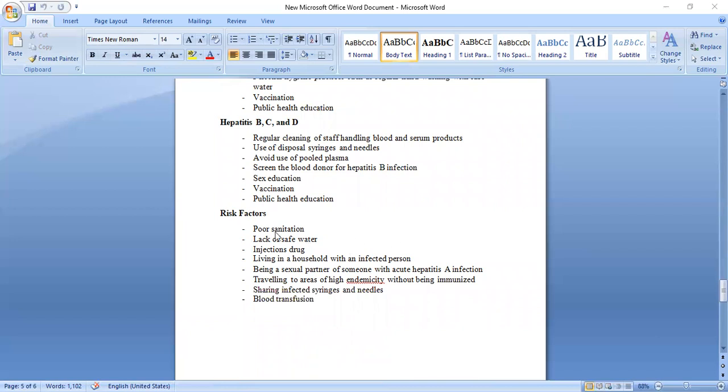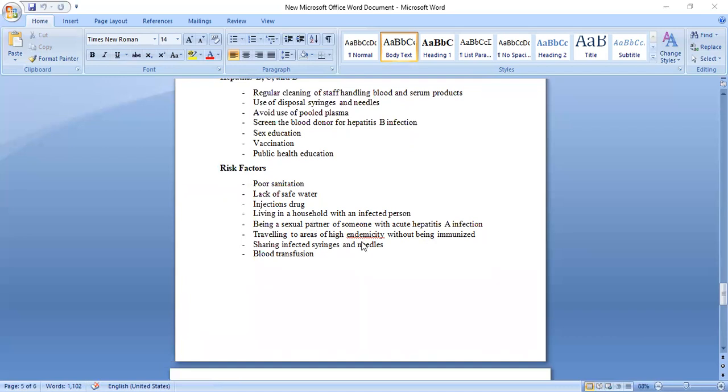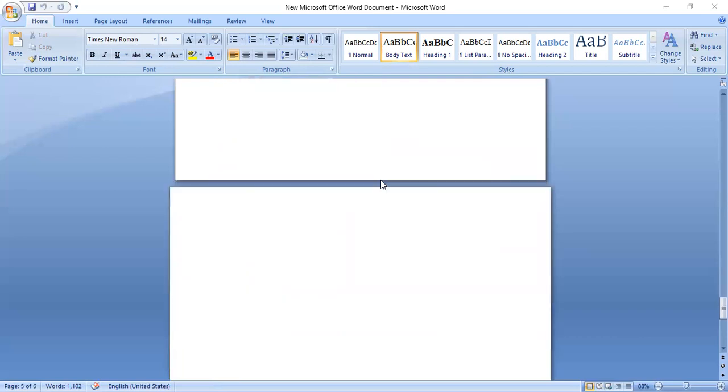Risk factors: poor sanitation, lack of safe water, injections, drugs, living in a household with infected persons, being a sexual partner of someone with acute hepatitis A infection, traveling to areas of high endemicity without being immunized, blood transfusion, sharing infected syringes or needles. These are the risk factors. Due to these factors, there may be chances of getting hepatitis.